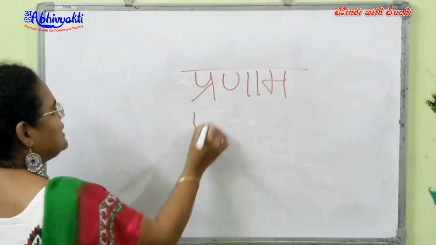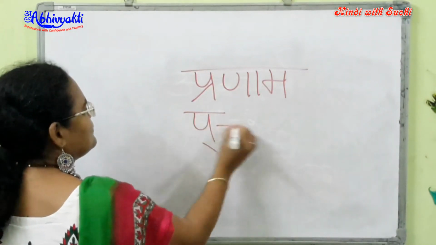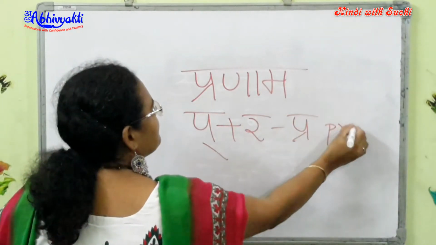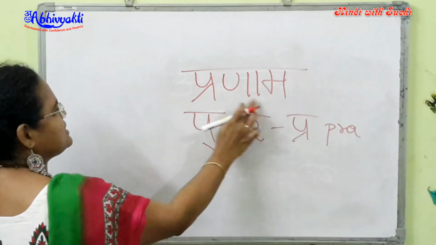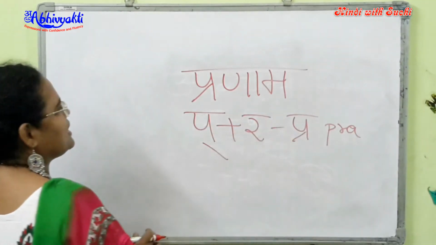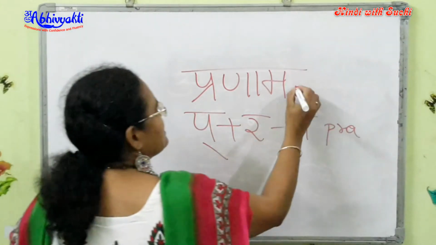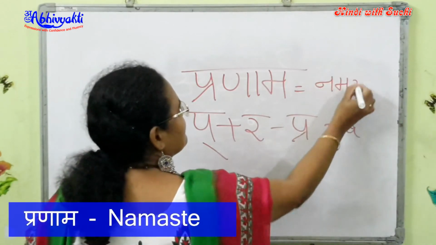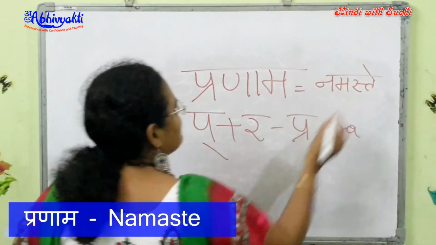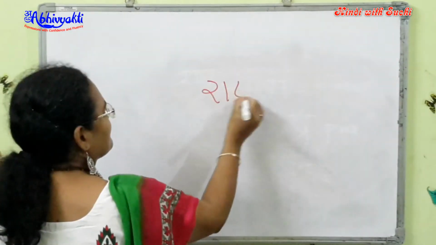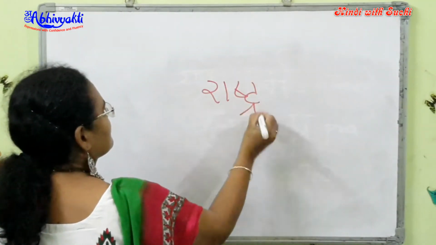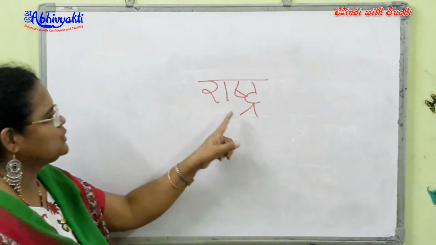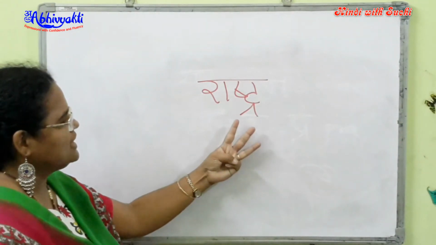Now I have the P plus R. So pra, pra. Now this is N with R matra and M. Pranam, pranam. Pranam is one more synonym for namaste. Pranam is also like namaste or namaskar. So yes, sometimes in Hindi it is totally possible to have a combination of three consonants.